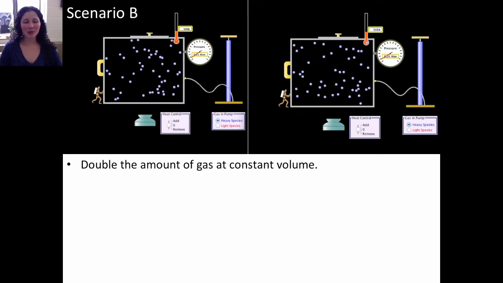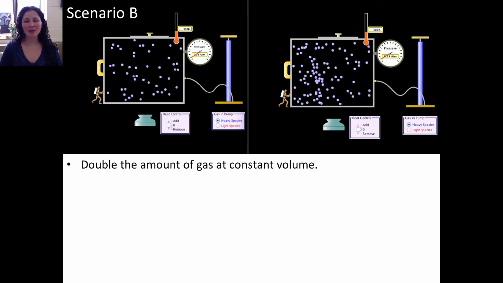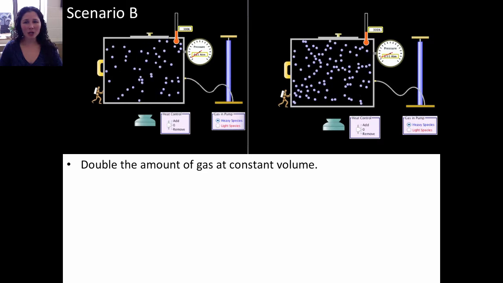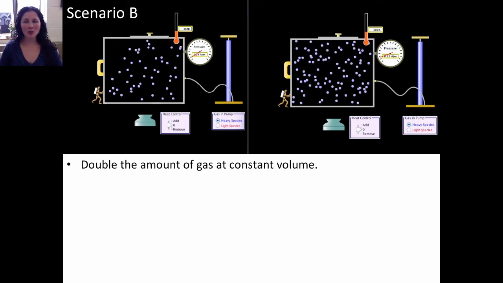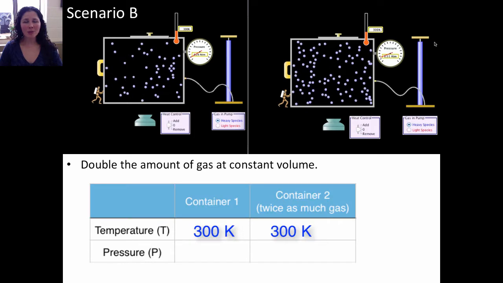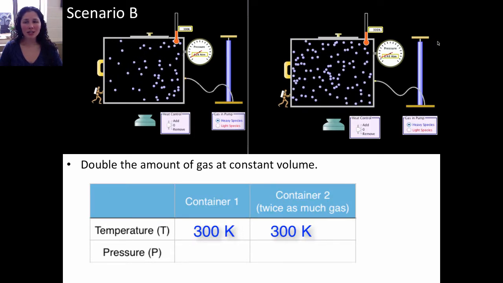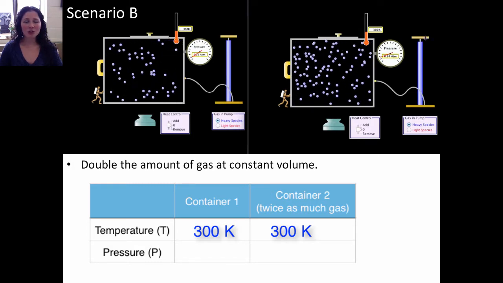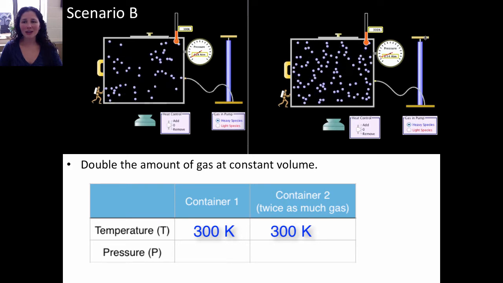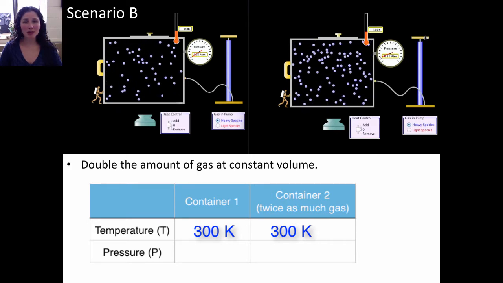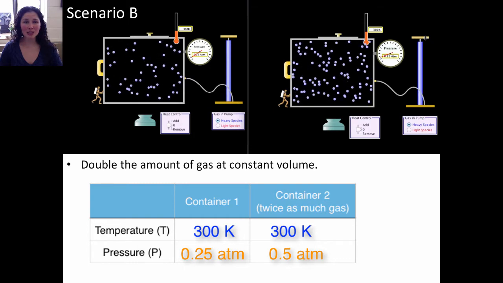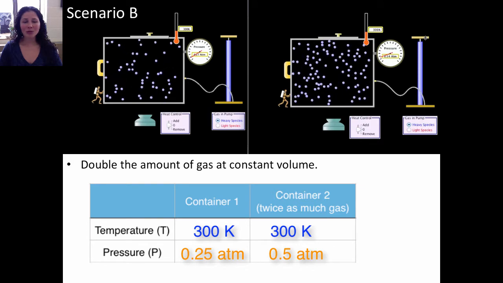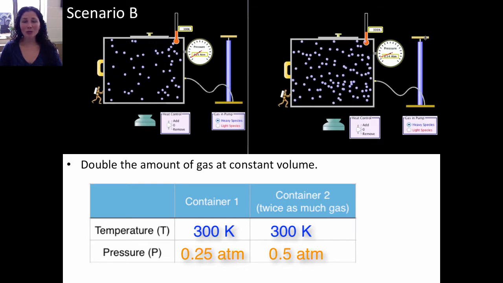Let's look at scenario B. We're going to double the amount of gas in the second container. And what happens here is that we're going to end up doubling our pressure. Notice that the temperature doesn't change when I add more gas molecules, but the pressure does change. I started out around 0.25 atmospheres. My pressure is fluctuating, but the average is around 0.25 atmospheres. The pressure in the container with double the amount of gas molecules is twice as much as the original container was. It's around 0.5 atmospheres. When you double the amount of gas at a constant volume, you double the pressure.